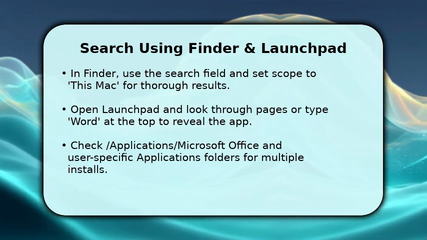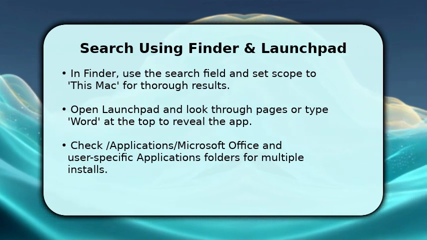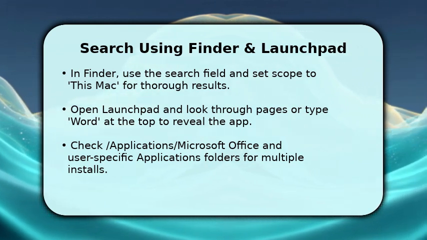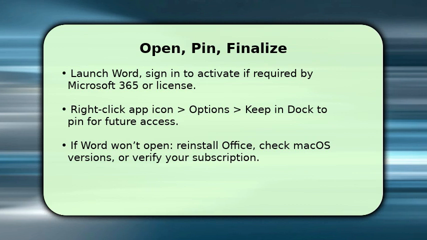So finally, open Word and sign in if the app requests activation. This connects it to your Microsoft 365 license. Once it opens, right-click the Dock icon, choose Options and Keep in Dock, so you can access Word instantly next time. Create an alias on the desktop if you prefer a file shortcut.